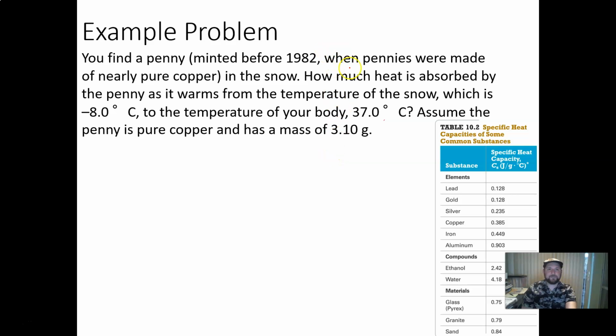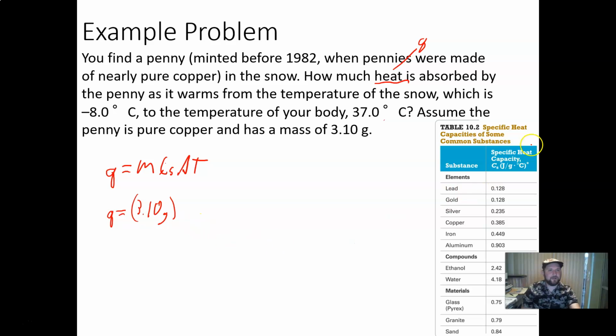So how much heat is absorbed by the penny as it warms from the temperature of snow to your body temperature? If we're looking at this, we want to calculate the heat. That is the value of Q. So we already have Q equals m C_s delta T, right? That was the form we saw at the bottom of the last slide. Now we're going to start plugging in things. So Q equals the mass of the penny. Our mass is given as 3.10 grams.